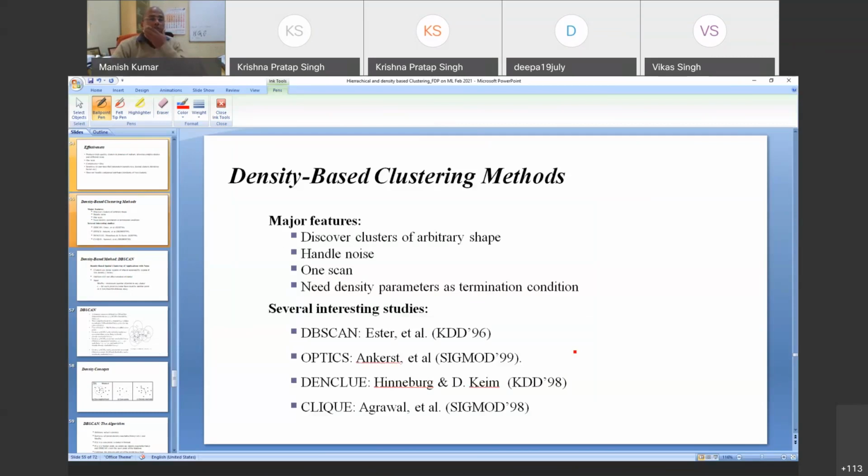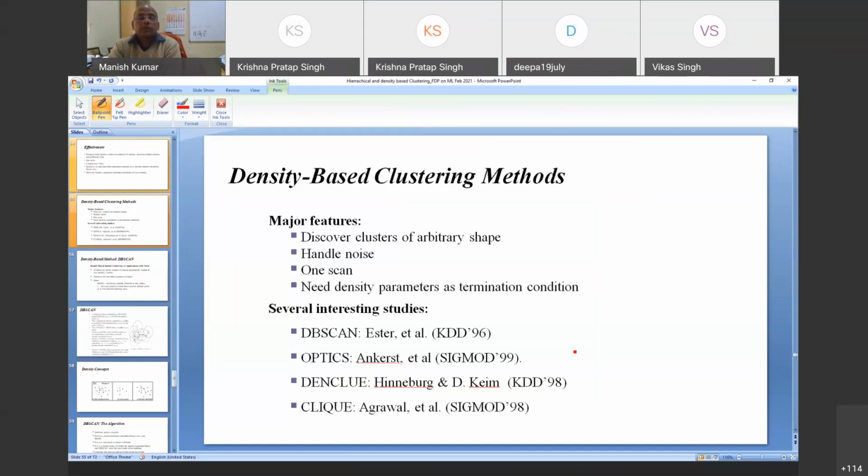Next is density based clustering methods. These are algorithms like DBSCAN, OPTICS, DENCLUE, CLICK. These are actually the outcome of research. You can see that all these are published in the form of conference and journal papers.